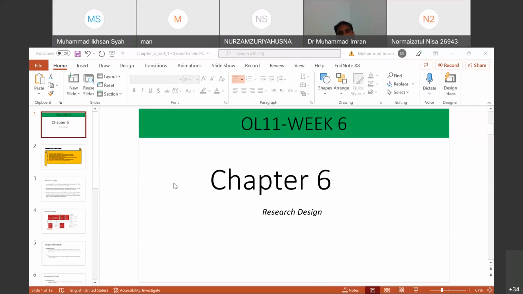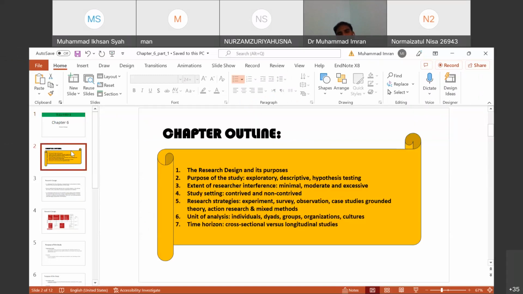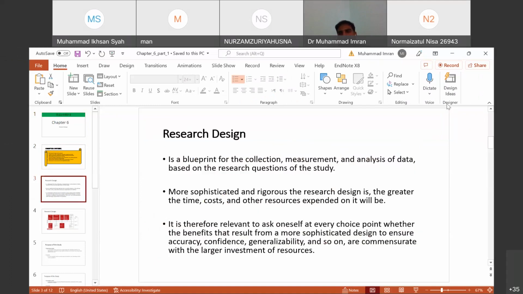Okay, in today's lecture, in chapter number 6, we will cover research. These are the contents of the chapters. And the first topic, we will cover research design and its purposes. Okay. So basically, what is the research design?